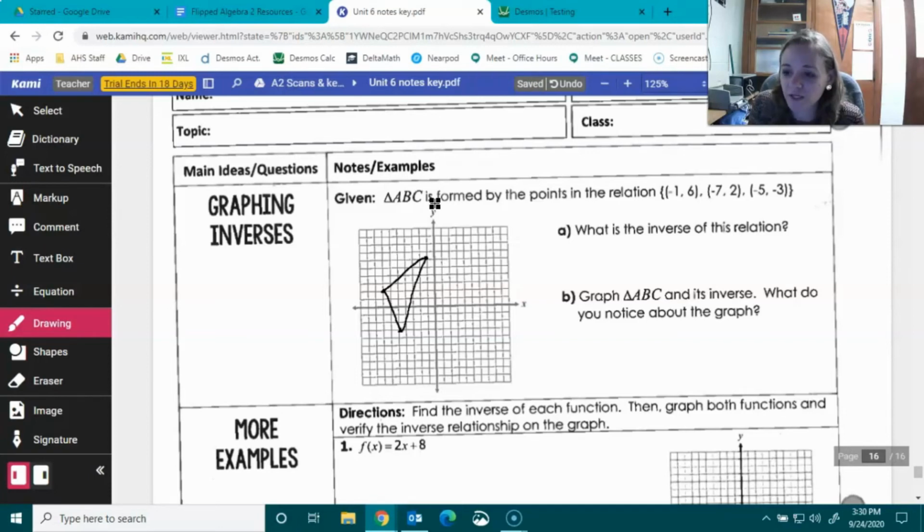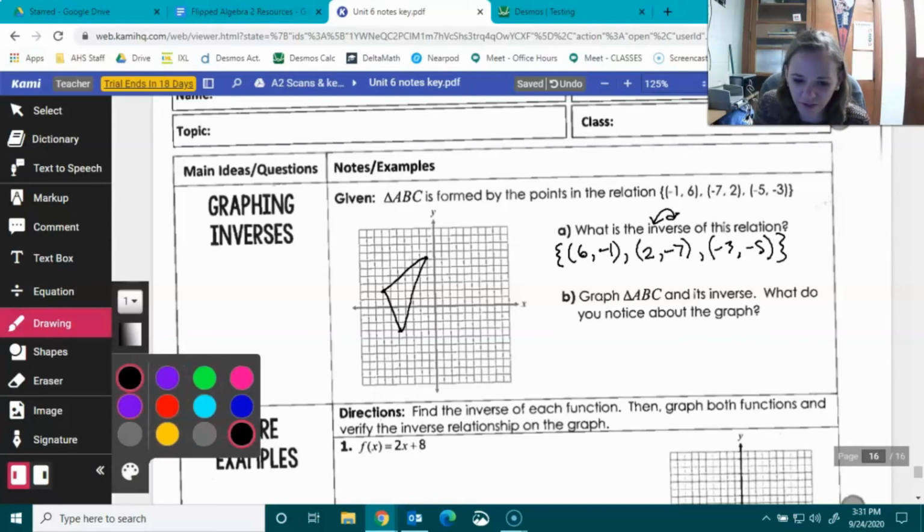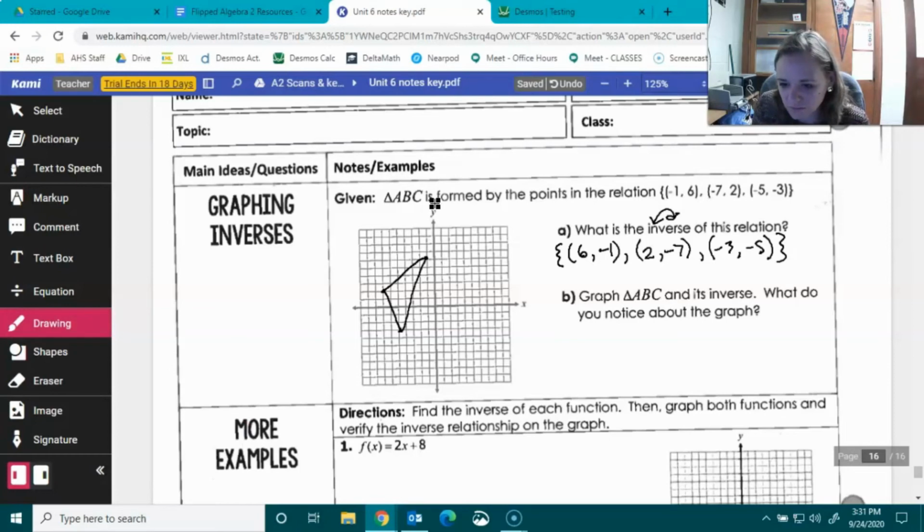now we can get the inverse of the relation easily by what we just did a second ago. If these are my coordinates, I would do what to them? Reverse them. Yeah, inverse, reverse. Sounds very similar, right? Inverse, reverse. Alright, 6, -1, 2, -7, and -3, -5. So that would be the inverse, and yes, let's go ahead and graph it.